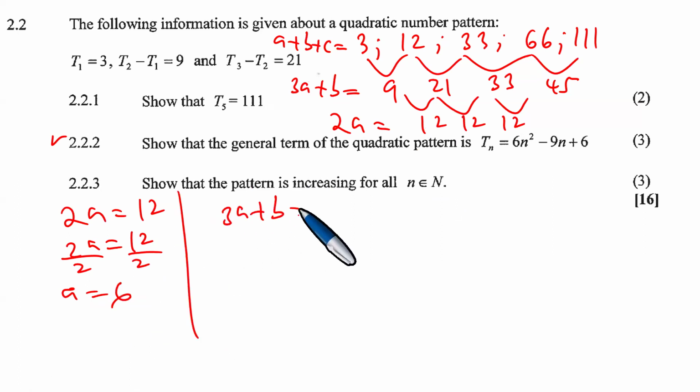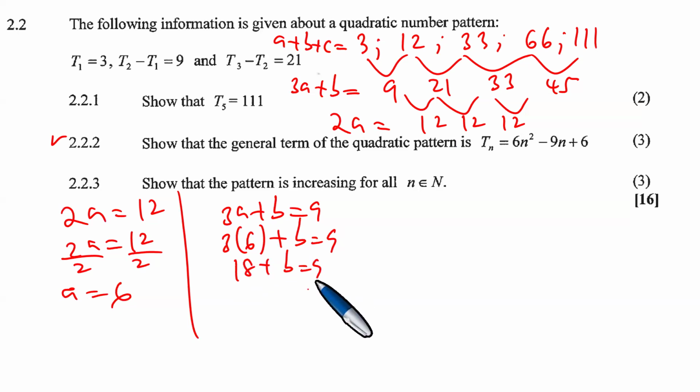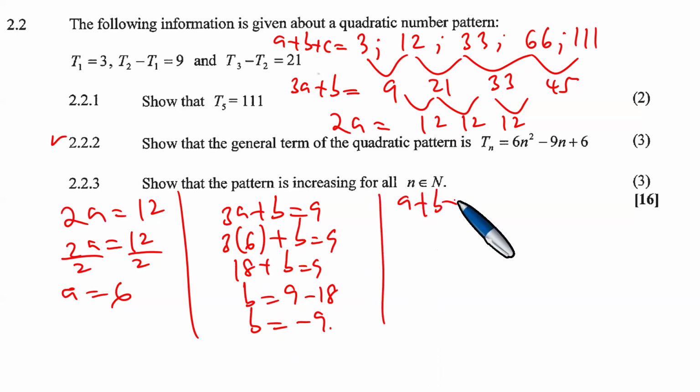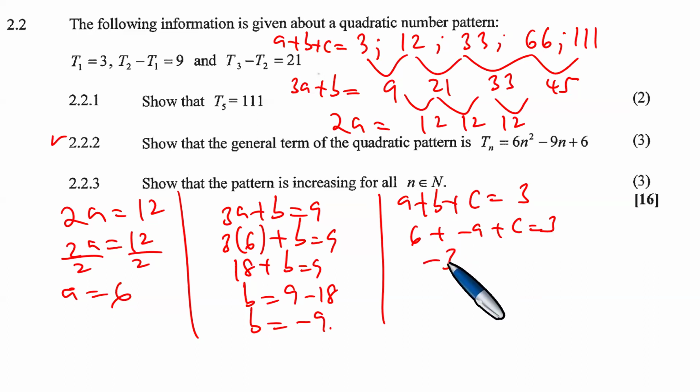Then 3a plus b equals 9, which means 3 times that plus b is 9. 3 by 6 is 18 plus b is 9. And this is b equals 9 minus 18, and therefore b is minus 9. Okay, a plus b plus c equals the first term, which means 6 minus 9 plus c equals 3. 6 minus 9 is minus 3, and you have that c is equal to 6 there.